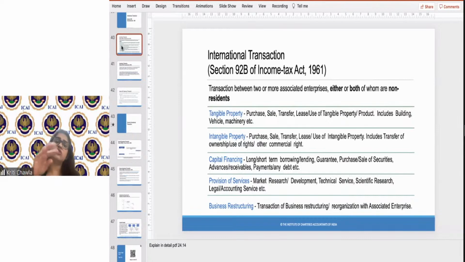That is where section 92B and section 92F came into place. The law specifically said that these will be international transactions. And the moment these kinds of transactions happen, you will have to make sure that they are happening at arm's length price.